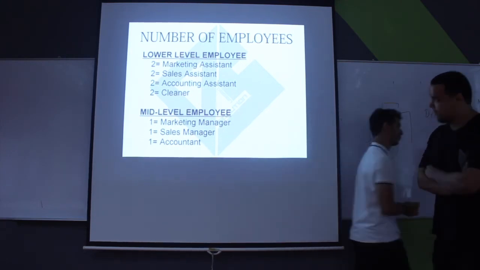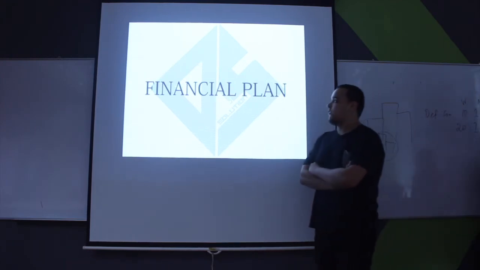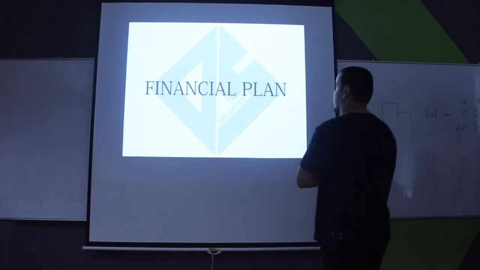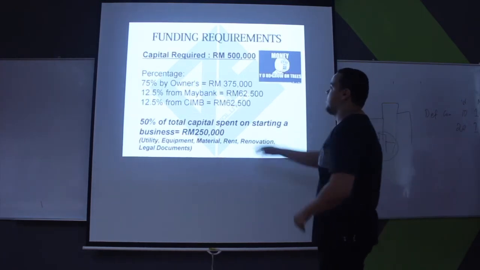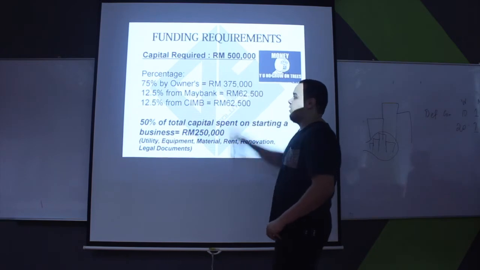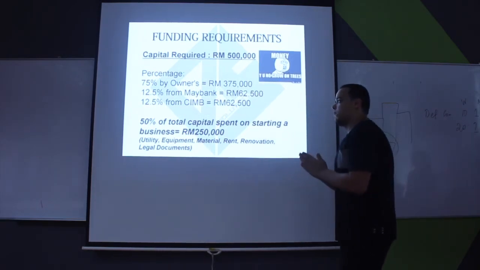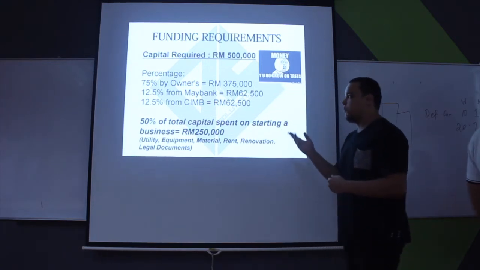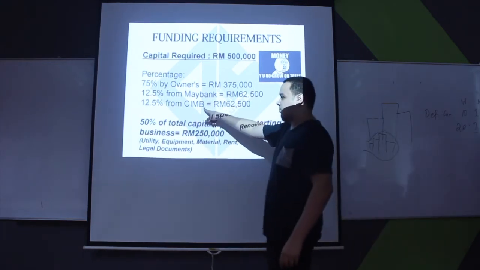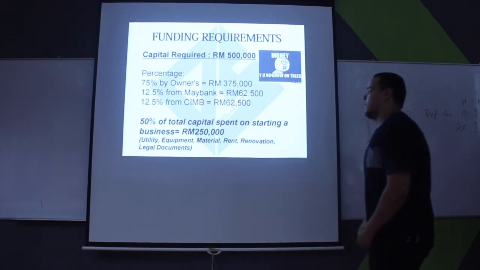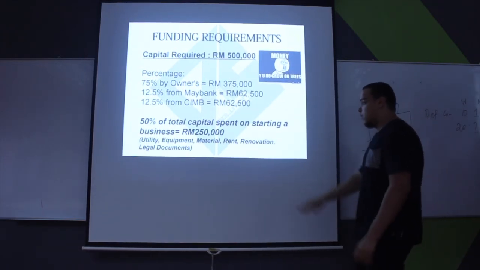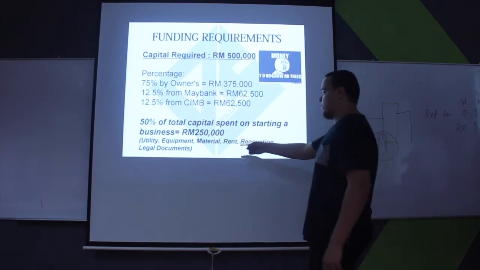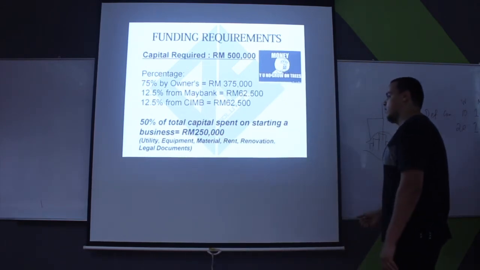Hello everyone, today I'm going to talk about the financial plan. Our budget was starting at 500,000 ringgit. 75% came from the owners, and 25% we will loan from two different banks, which are Maybank and CIMB Bank. And 50% of total capital since starting our new business, which is 250,000 ringgit, would be spent on utilities, equipment, materials, major renovation, and legal documents.